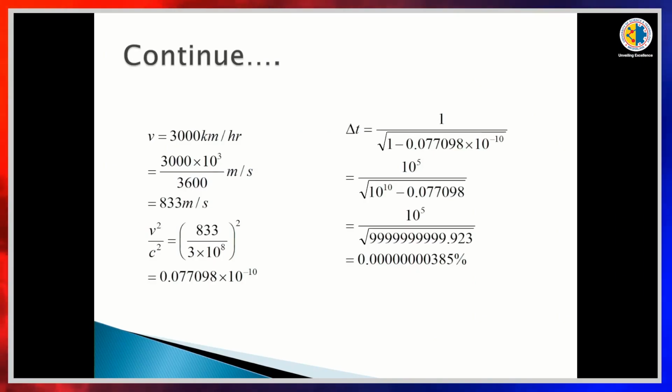So this is the velocity of the fighter plane, 3000 km per hour. Then we find the ratio v square by c square, and after calculation we get 0.077098 into 10 to the power minus 10. The time measurement delta t is equal to 1 by root over 1 minus 0.077098 into 10 to the power minus 10. After calculation it will be 0.0000000385%. So it is a very small difference.